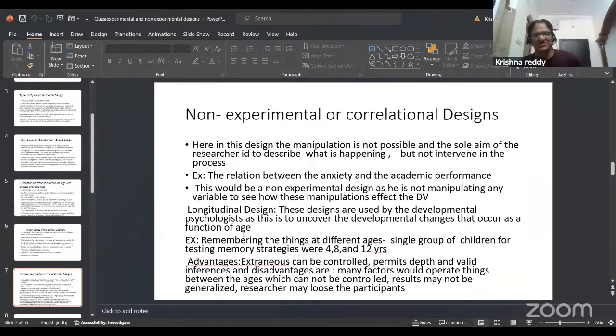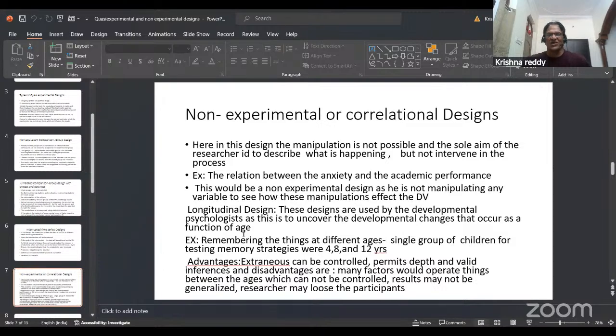Yes, sir. The advantage of this is that extraneous variables can be controlled. And again, this is not an experiment as such, which is why you can call it non-experimental. You are only observing and describing. It permits depth and valid inferences, and the disadvantages are that many factors would operate between the ages which cannot be controlled. Results may not be generalized. The researcher may lose the participants also. So these are the disadvantages of this longitudinal design, my dear friends.